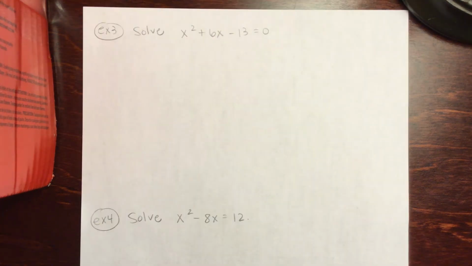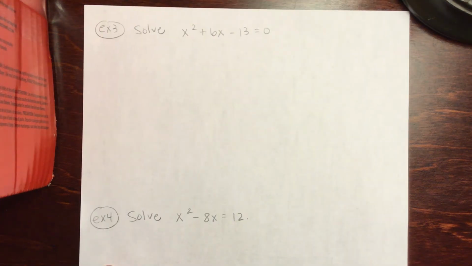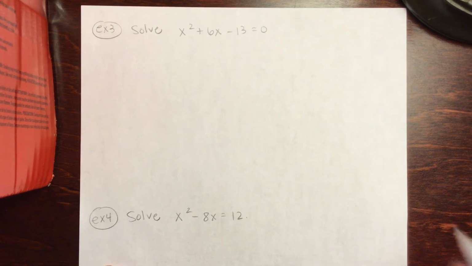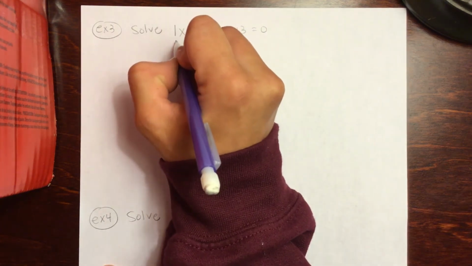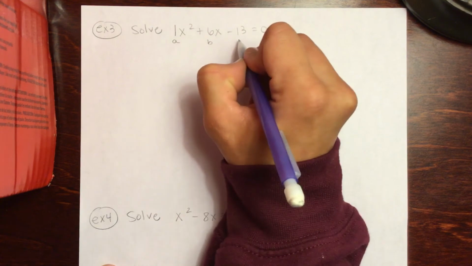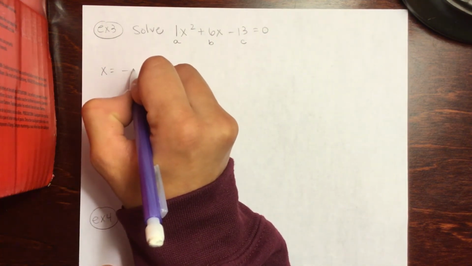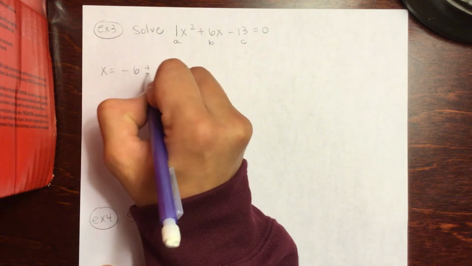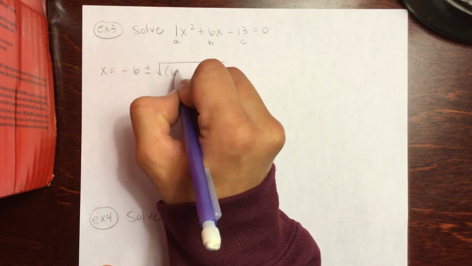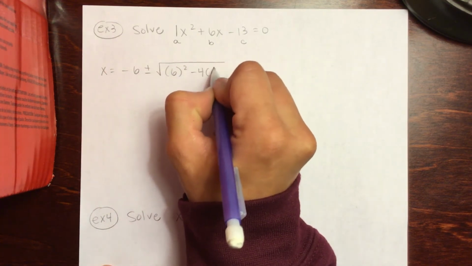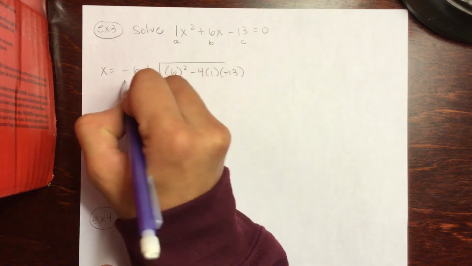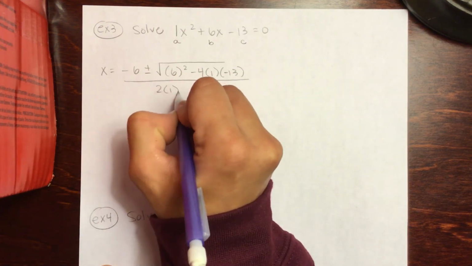Okay, it's already equal to 0, so now let's just pick out our a, b, and c values. A, there's not a number here, but it's implied to be a 1. B is 6, and C is negative 13. So if I sub it into my quadratic formula, negative b plus or minus the square root, b squared minus 4ac, all over 2a.